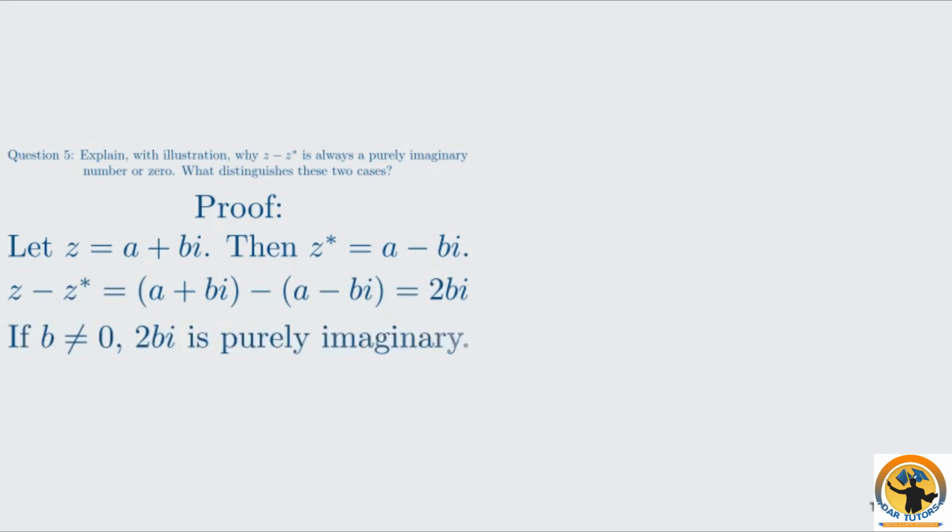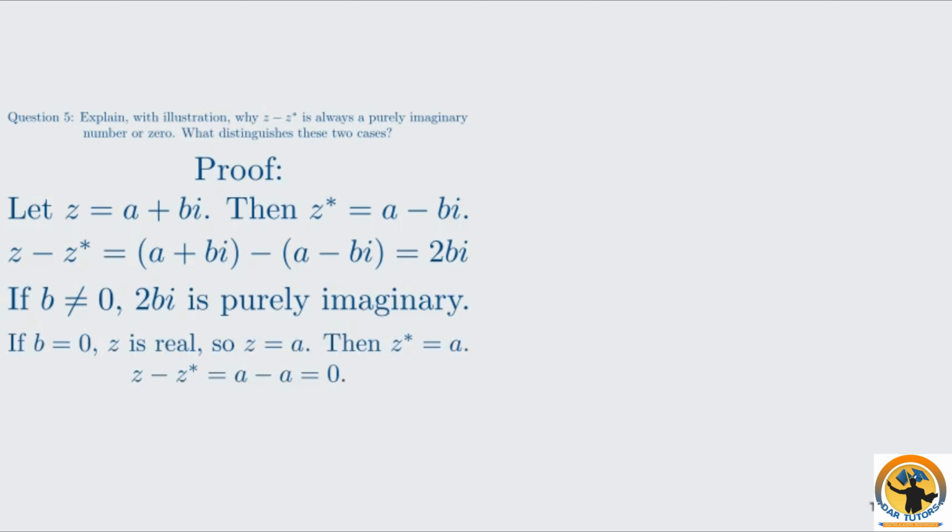The result is 0 only if the imaginary part is 0. 2bi equals 0 only if b equals 0. If b is 0, then z is a real number, z equals a. In this case, z star is also a, and their difference is a minus a, which is 0. So the result is 0 precisely when the complex number z is real. Otherwise, it is purely imaginary.